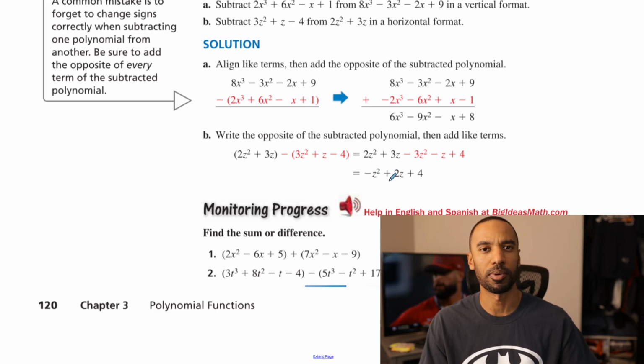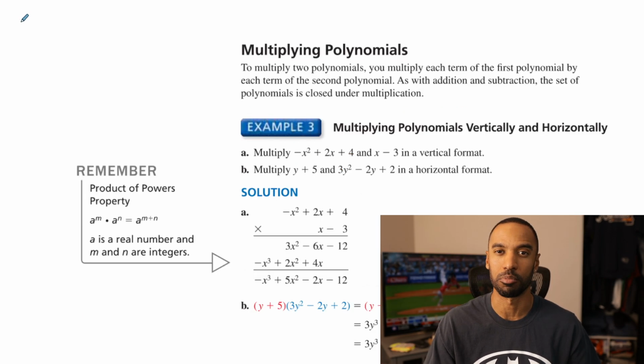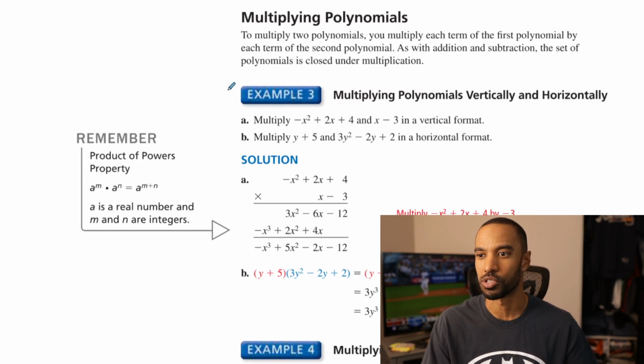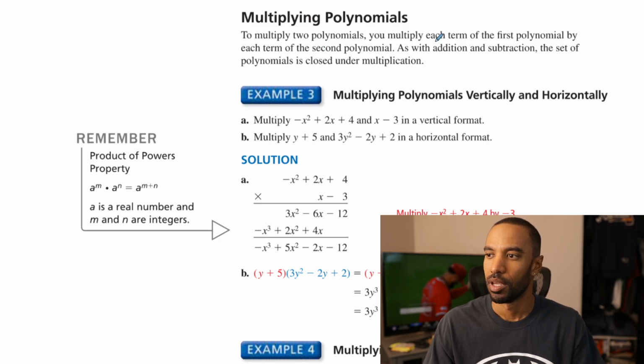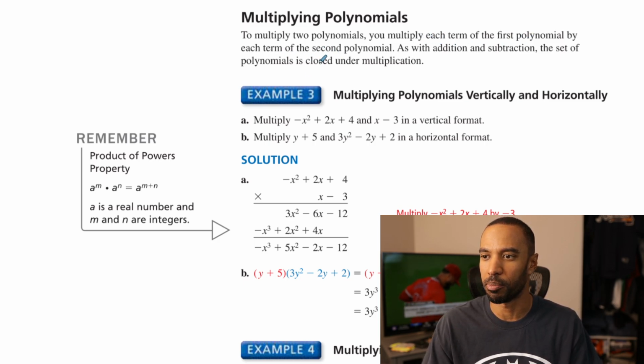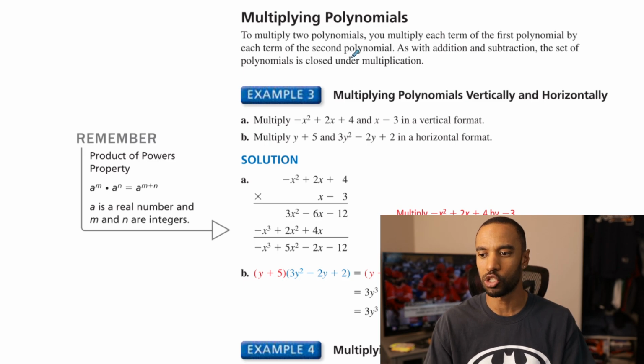I'm not saying too much on combining like terms. We should be well aware of it. I'm sure we've been doing it a lot in this whole set. Multiplying polynomials. You multiply each term of the first polynomial by each term in the second polynomial. It's a distribution. Boop, boop.